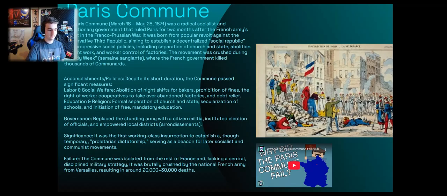Before then, they wanted more radical change, against more conservative policies, because of different parties, as well as the separation of church and state, and the secularization and mandatory initiation of free education. But unfortunately that failed because they were crushed by the military.